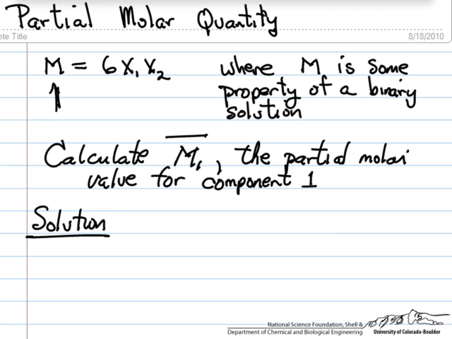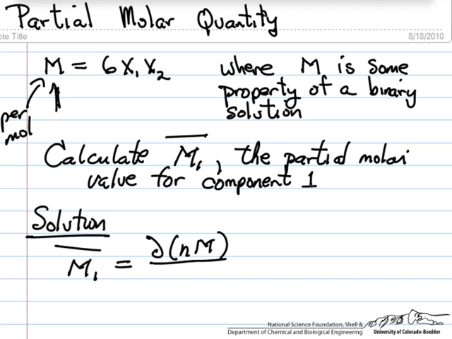So the approach is to directly do the differentiation by going back to the definition of the partial molar quantity. A couple of things are important here. It's the number of moles times the molar quantity, so this value here is per mole. So multiply by the total number of moles, and we're going to differentiate with respect to the number of moles of component 1, where we keep the number of moles of component 2, not the mole fraction, but the number of moles, and also the temperature and the pressure constant.